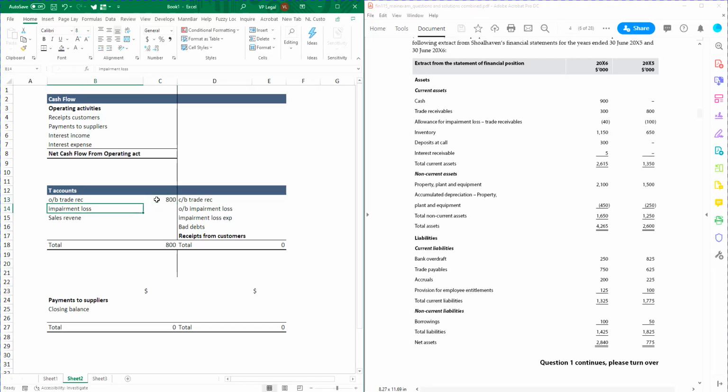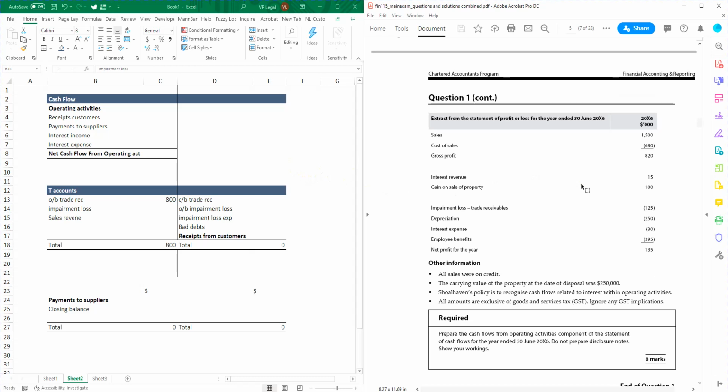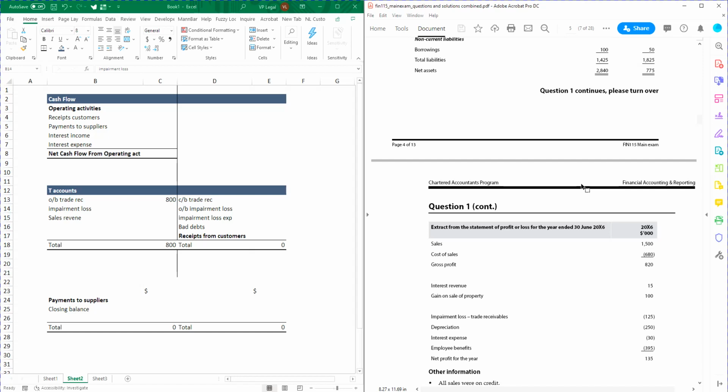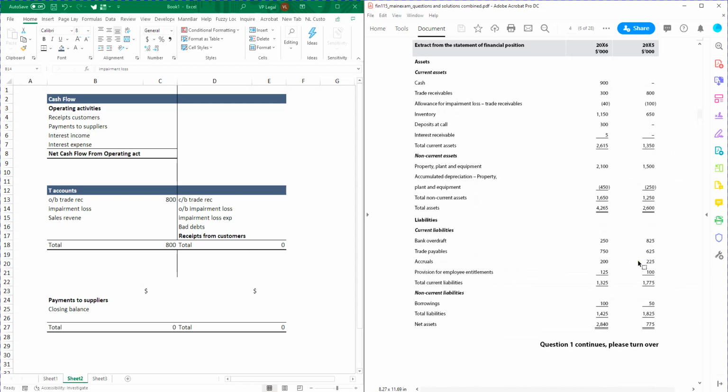Now, impairment loss. Now there's actually none in here. P&L. There's actually none in here. Trade receivables. It's on the other side. Okay, so let's look for the closing balance of allowance for impairment loss. So there we have it there. Negative 40.